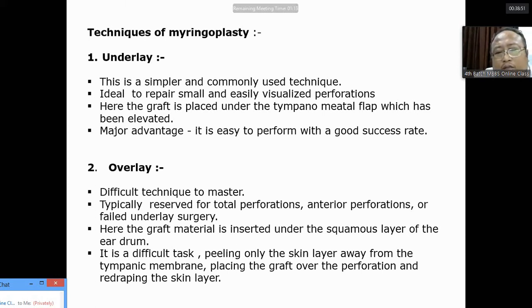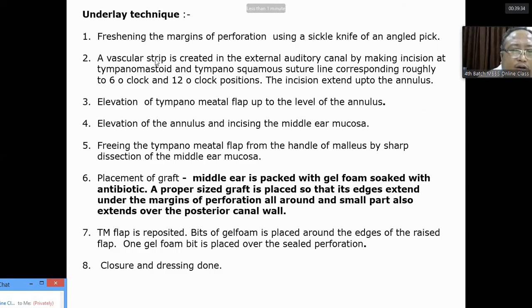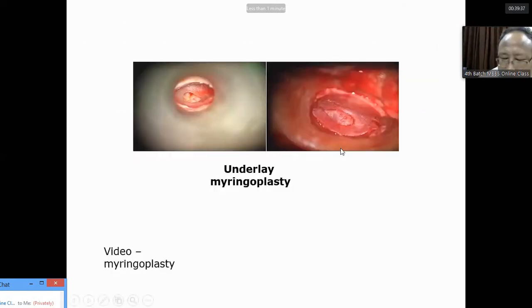Underlay means the graft is put under the remaining part of the tympanic membrane and the handle of the malleus. So that is the underlay technique. Overlay was used previously, where the graft was spread over the tympanic membrane. Due to different complications it is almost obsolete, and the majority of surgeons don't do this kind of procedure for myringoplasty, only the underlay technique. So this is the underlay technique for your knowledge.